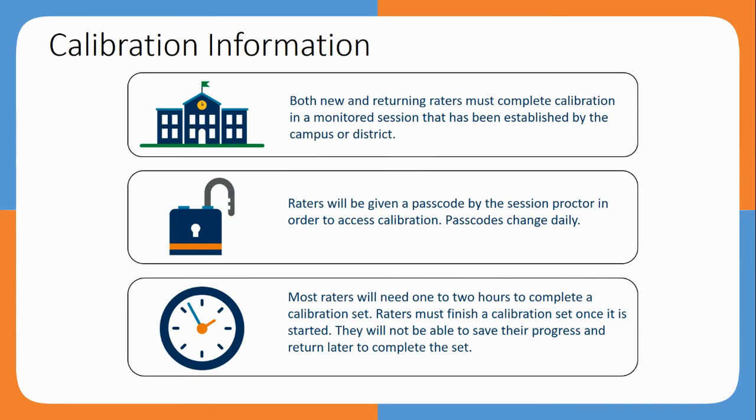Both new and returning raters must calibrate in a monitored setting. Harmony ISD has set February 15th as the date of calibration. You will receive a passcode at the time of your calibration. Most raters will require 1 to 2 hours to complete, and you must finish when you start. The proctor will provide copies of the listening, speaking, reading, and writing PLDs for you to use.